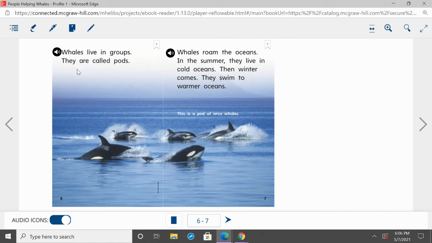Whales live in groups. They are called pods. Whales roam the oceans. In the summer, they live in cold oceans. Then winter comes. They swim to warmer oceans. This is a pod of orca whales.